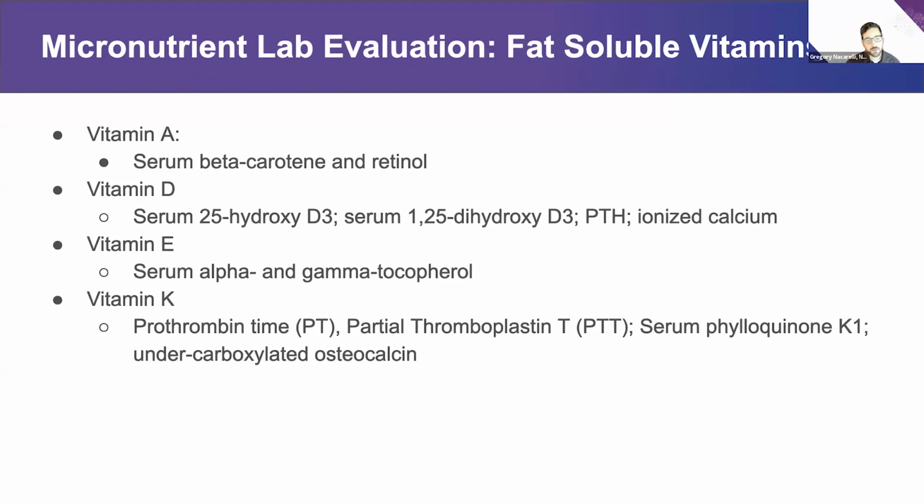Vitamin D, you could do 125 or you could do 25, which is typically recommended, or the next conversion step, 125, after the bypass of the kidney. But generally speaking, most clinics will just run 25-hydroxy D3. You could also look at parathyroid hormone and ionized or free calcium to ascertain vitamin D status. For vitamin E, alpha and gamma tocopherol. And then vitamin K, you're not necessarily directly measuring it, although you could, but because vitamin K is implicated in clotting, you could measure clotting markers, prothrombin time and partial thromboplastin time, PTT.